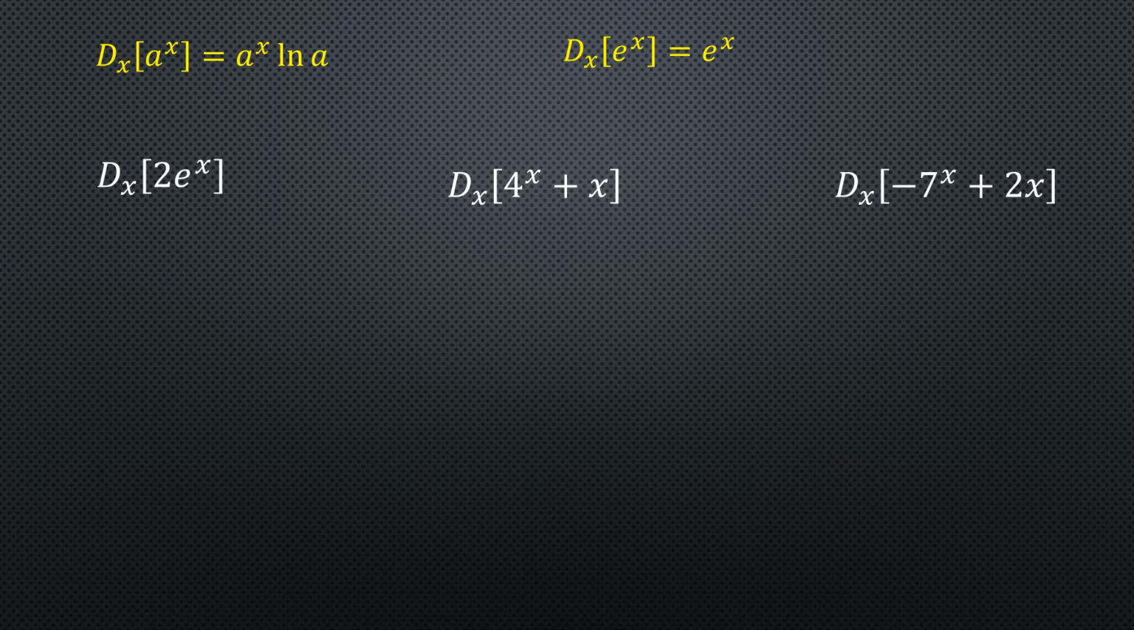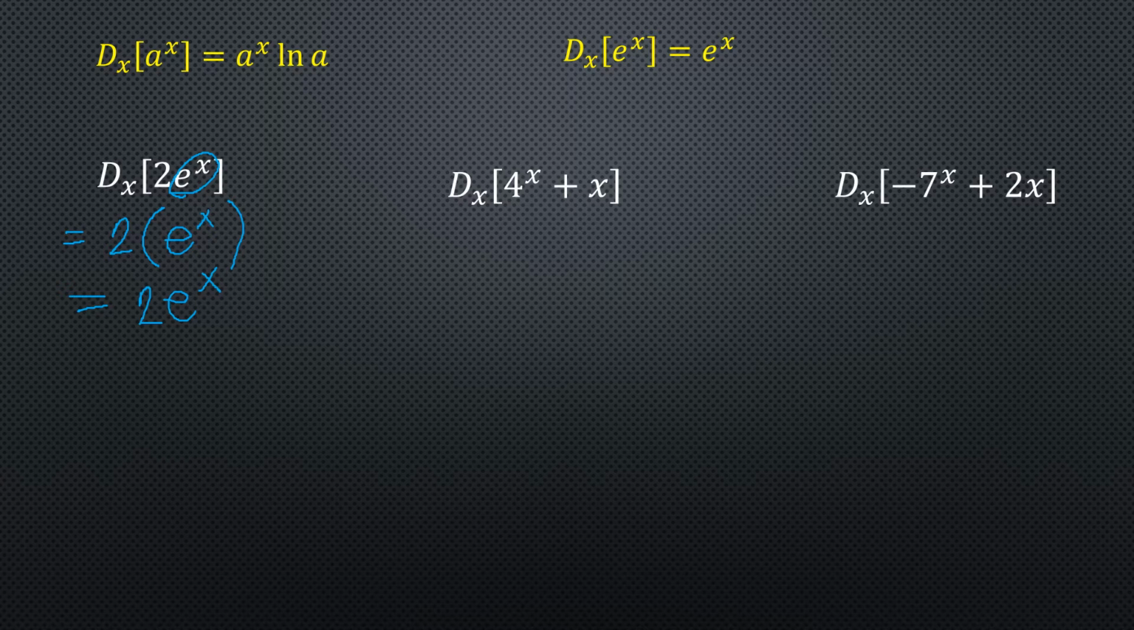So let us have the first example. The derivative of 2e raised to x with respect to x is equal to, we separate 2 because that is constant, and we get the derivative of e raised to x, which is itself e raised to x. So the answer is 2e raised to x.